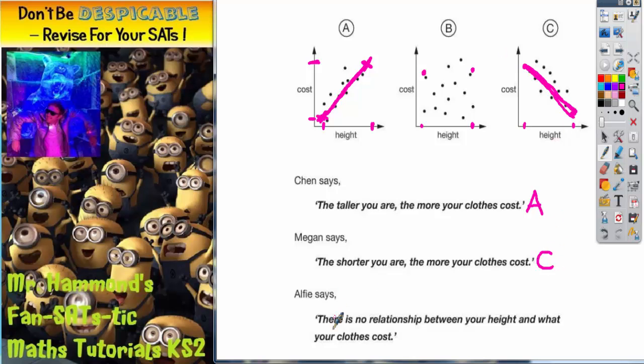And then Alfie saying that there's no relationship. That means the points will be all over the place. There's no correlation. We can tell that that's diagram B. So if we just go over that again, here, Chen, this is actually a positive correlation. The taller you are, the more your clothes cost. It's positive. It's going up. The taller you get, the more it costs.